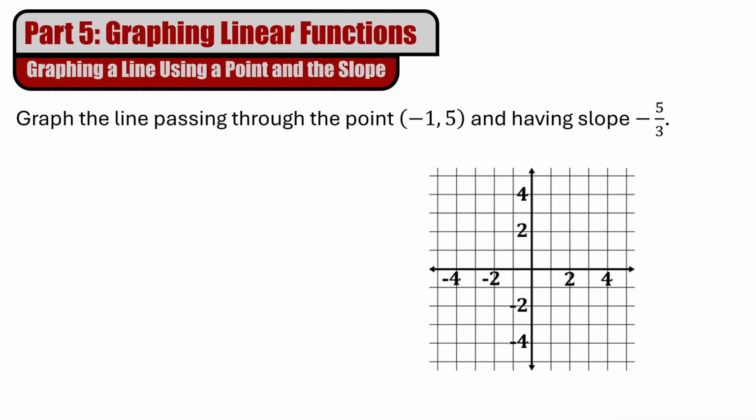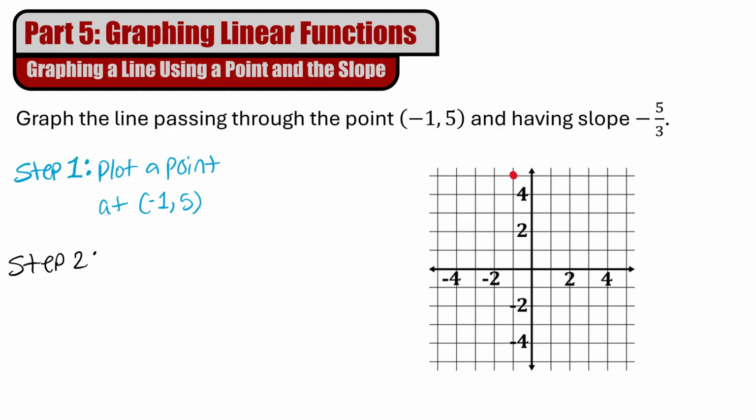Now let's graph a line when we're given 1 point on the line and the slope. This is really useful when the equation is not in slope-intercept form, or when we're only given scattered information. Our first step is to plot the point we're given, -1, 5, as this point is already on the line we want to draw. Next, we use the slope to move from this point and find other points on the line.